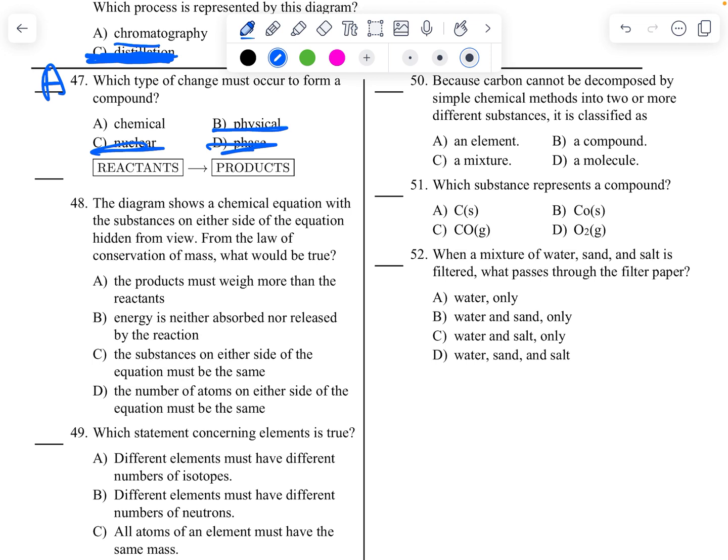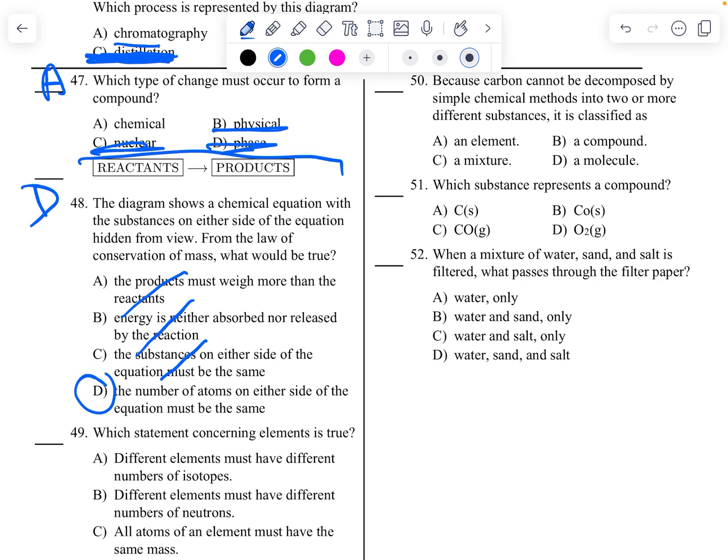48, the diagram shows a chemical equation with the substances on one side hidden from view. From the law of conservation, what would be true? So here we have reactants and products. So the law of conservation of mass says mass or matter cannot be created or destroyed in a chemical reaction. So the products must weigh more than reactants? No. Energy is neither absorbed nor released? No, because we're talking about mass. Substances on either side must be the same? Well, no, because it's a chemical reaction. You'll have different things, but the number of atoms must be the same.